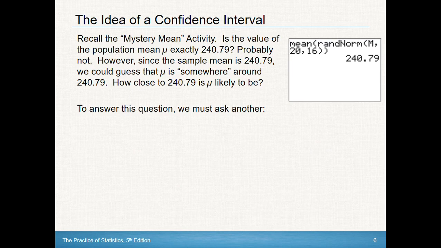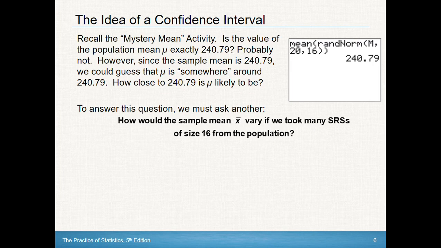So, like in the previous example, how we opened this video, we had this mystery mean activity where we calculated a sample mean of 240.79, right? Which is definitely not what mu is. Most likely not, right? The odds of that happening are very, very low. But given that this sample mean is a point estimator, it wouldn't be that far off to say, hey, you know what? Mu is probably really close to this sample mean. So how do we even start to talk about how close the point estimator is to the actual value of mu?